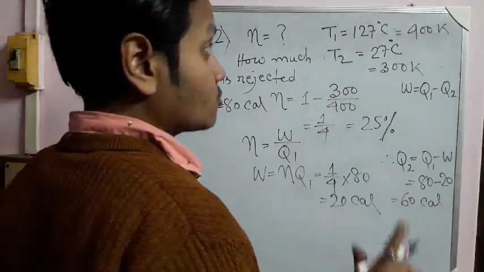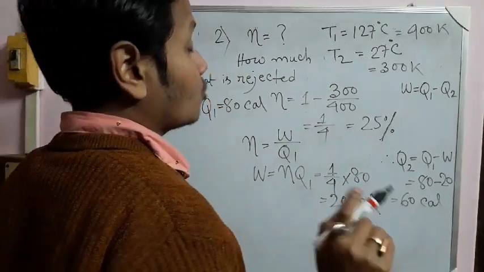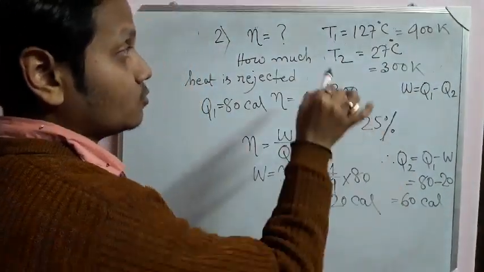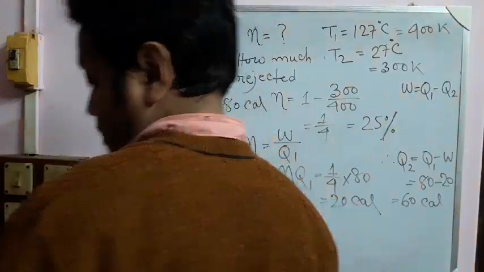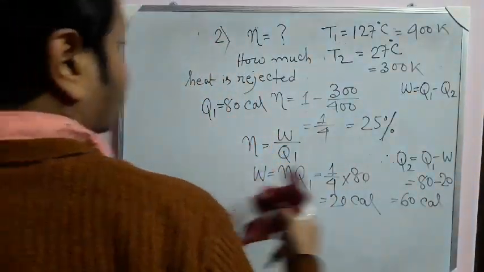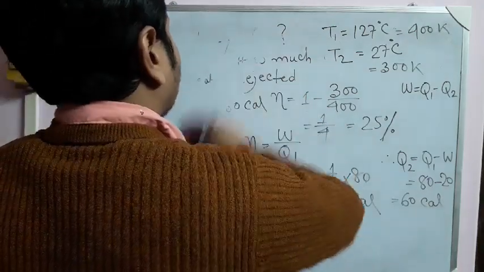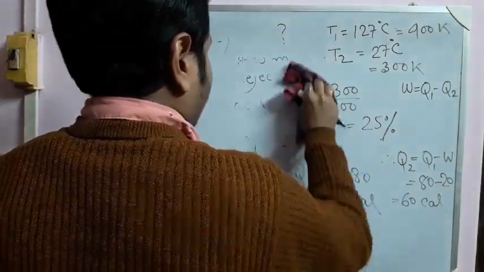That's why I always tell you that at first you write down the quantities that are given, so it will be easier to remember the working formula. So this is the second numerical. Let us move to the third numerical.